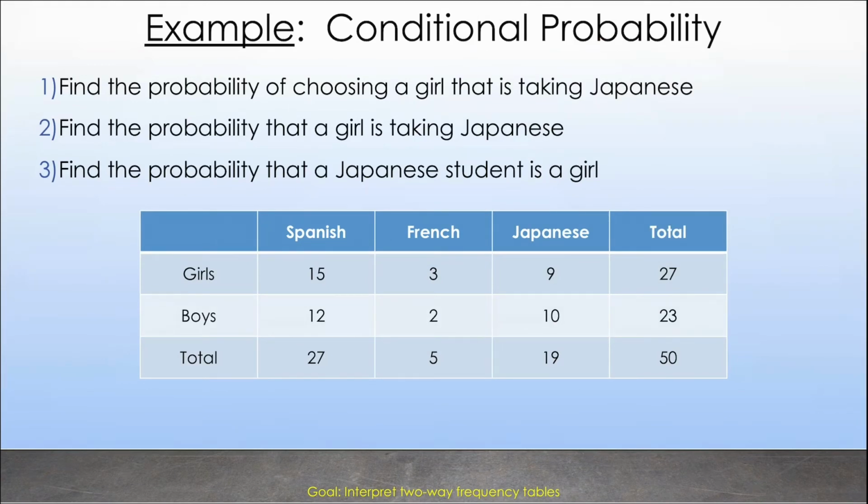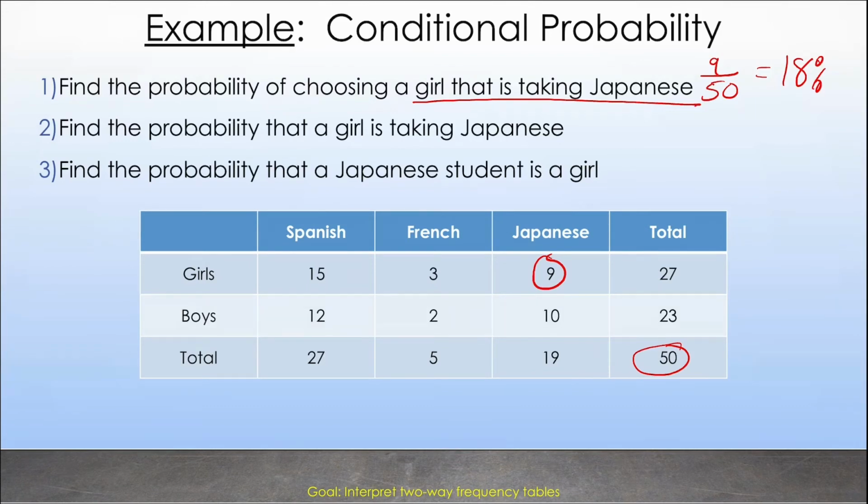Find the probability of choosing a girl that is taking Spanish. So we're trying to find a girl that is taking Spanish. My part is the girl taking Spanish. That's 9. And my total is the total number of people, so that's 50. Now when I plug that into my calculator, I get 18%. So there's an 18% chance that I'll find a girl that is taking Spanish.